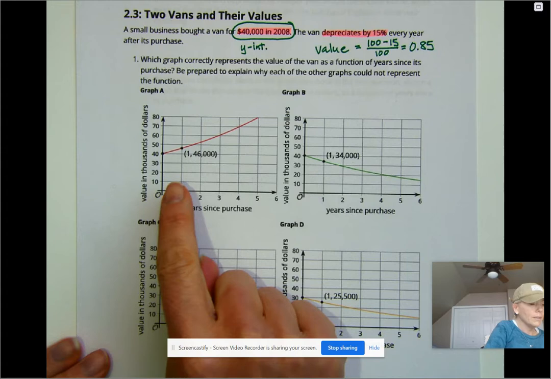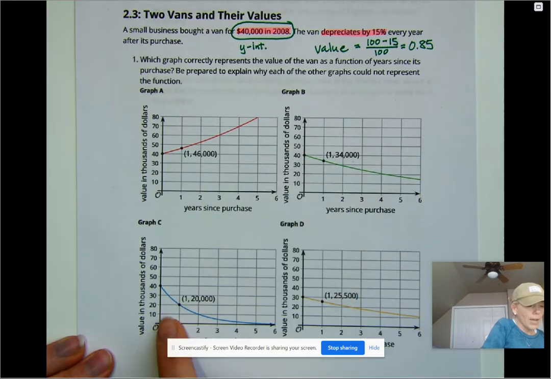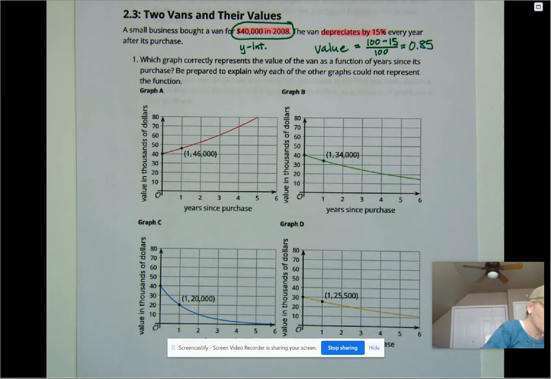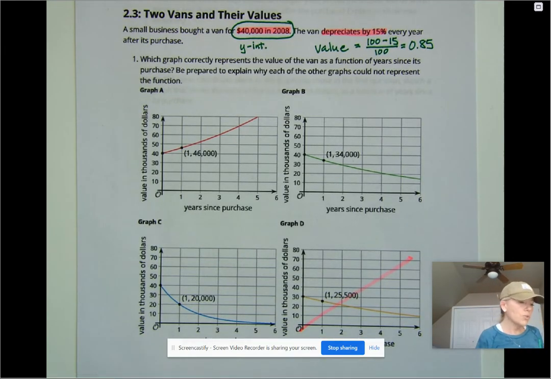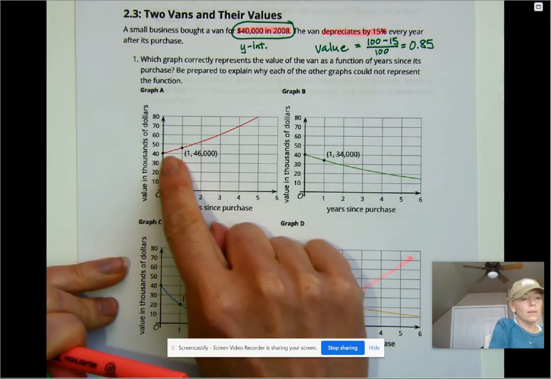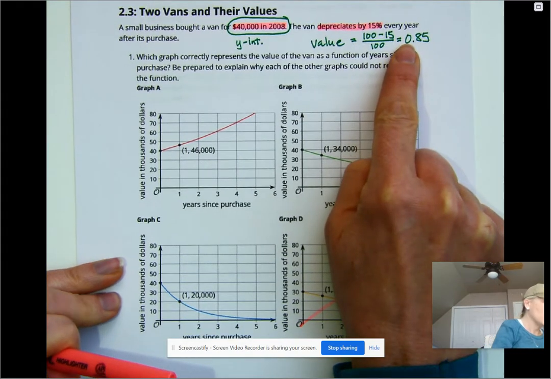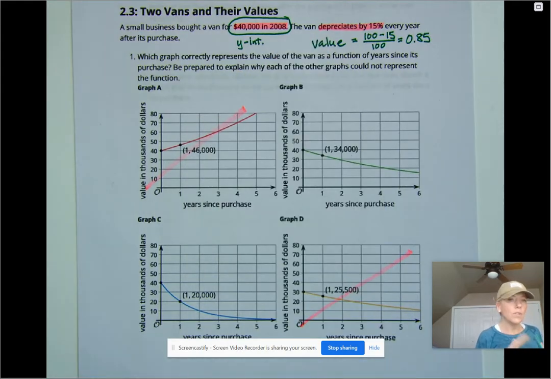All right, so I do notice that graph A and B and C all start at 40,000, but graph D starts at 30,000. So I know right away it can't be graph D. Okay, I also notice that A is increasing, but we have exponential decay in this situation, so it can't be A. Okay, so it's not A, it's not D, it's going to be one of these two.